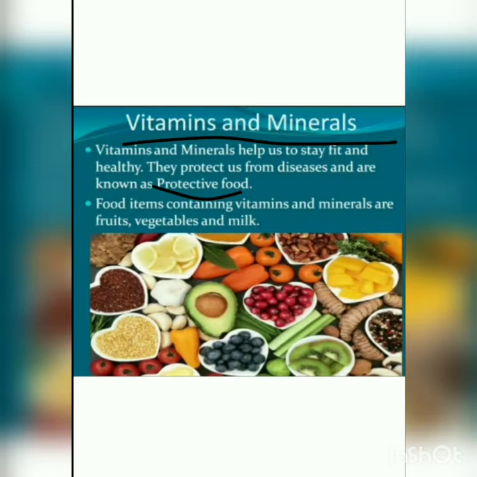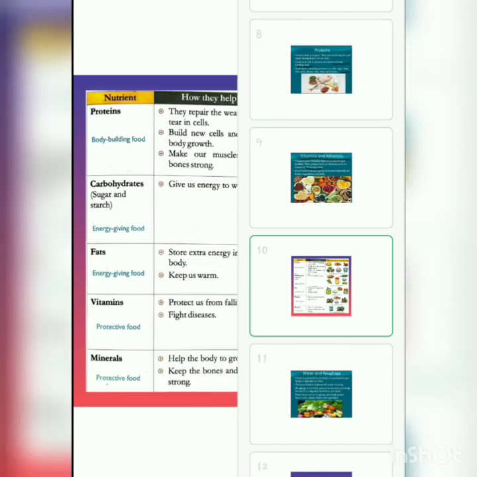So vitamins and minerals help us to stay fit and healthy. They protect us from diseases. They prevent us from falling ill. So these are known as protective food also. The food items that contain vitamins and minerals are fruits, vegetables and milk. If we drink or eat all these, we will get a lot of vitamins and minerals, right?